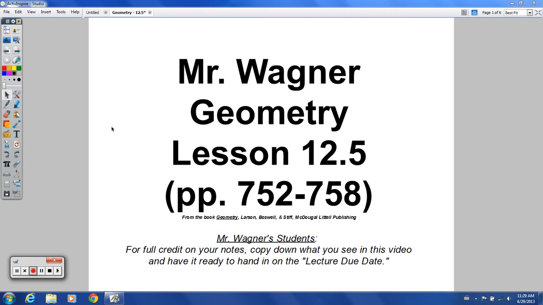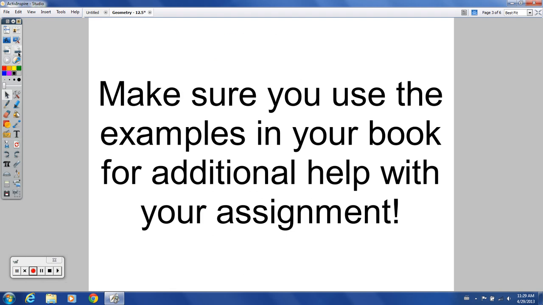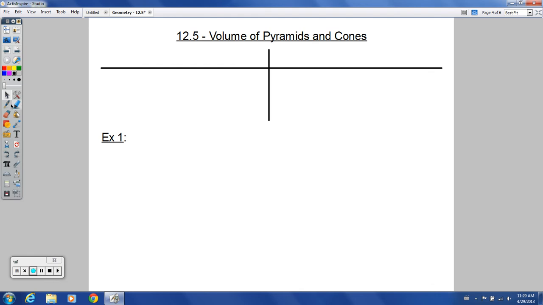Welcome, students of geometry, to lesson 12.5. Today we're talking about volume of pyramids and cones. And so let's start by looking at the theorems, or the volume formulas themselves.